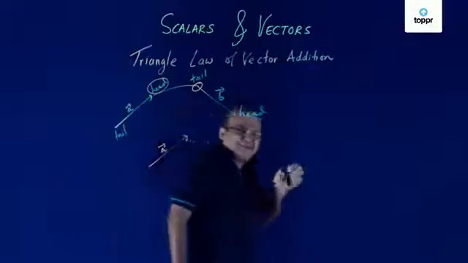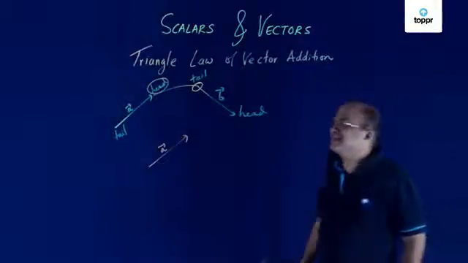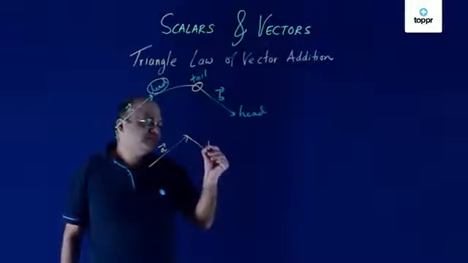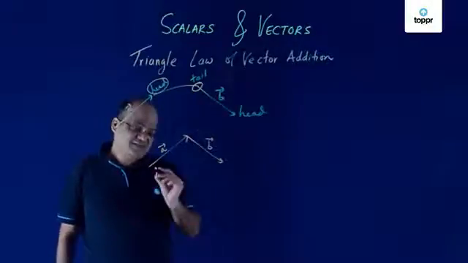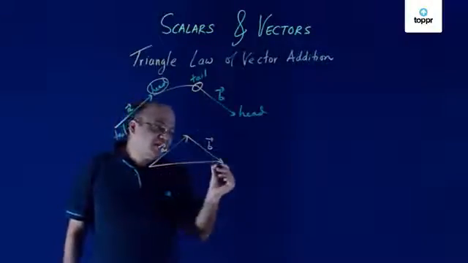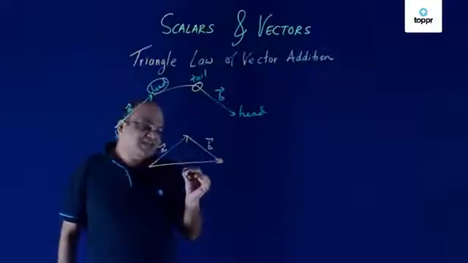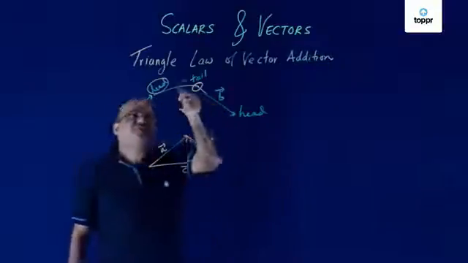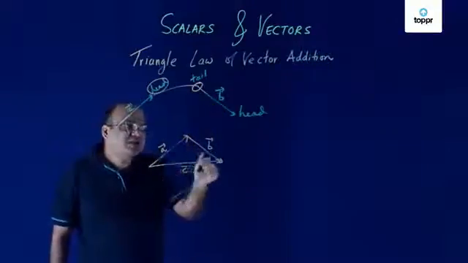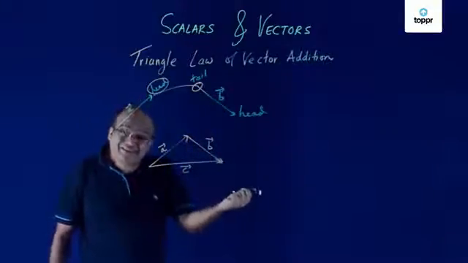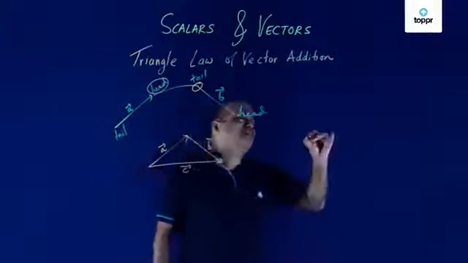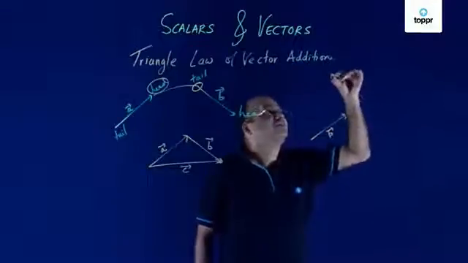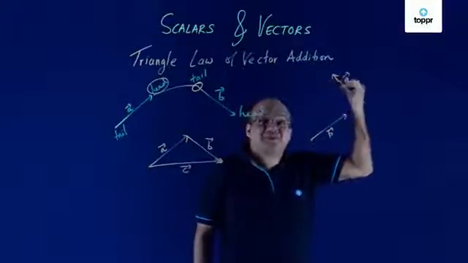Because these are free vectors, we can shift them parallelly. Then at the head of A, we will draw B vector. So this is B vector. And then we join the tail of A to head of B and we get the vector sum. Always tail to head. Shift tail to head. Join tail to head. You get the vector sum. Suppose this is P vector. This is Q vector. We have to find P vector plus Q vector.